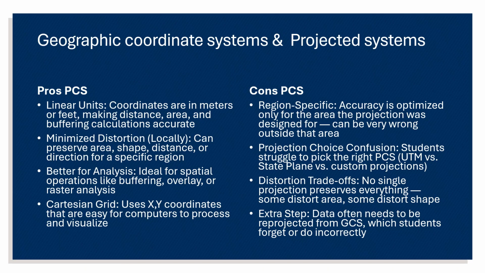There's also an extra step. Data often needs to be reprojected from the GCS, and a lot of times students don't do it because the on-the-fly projection makes them think it's already projected when it's not, or they do it incorrectly because they haven't done it very often, in which case then that messes everything up too.